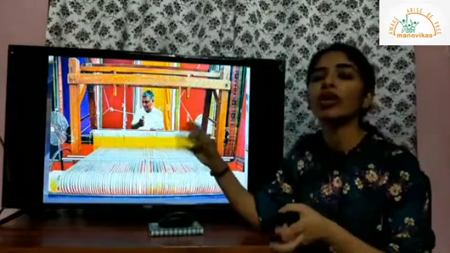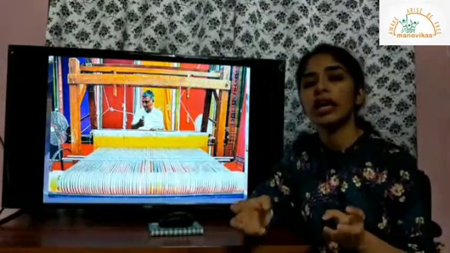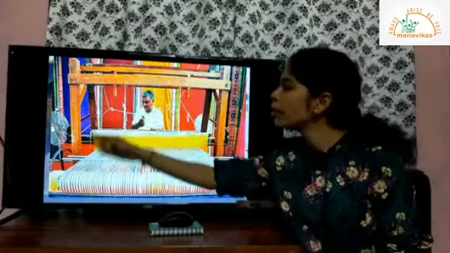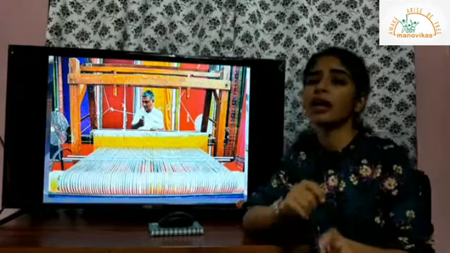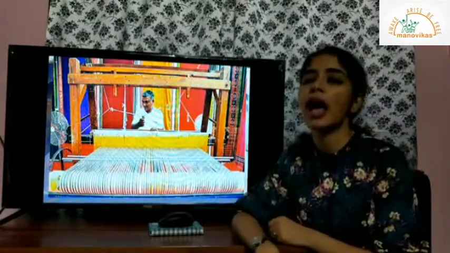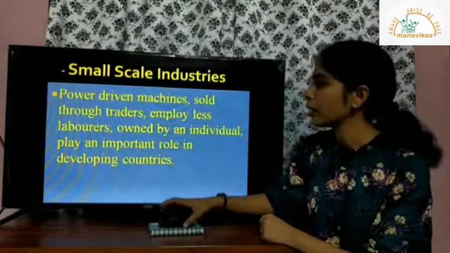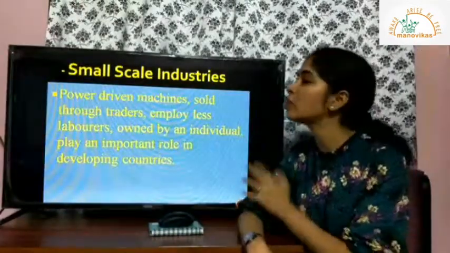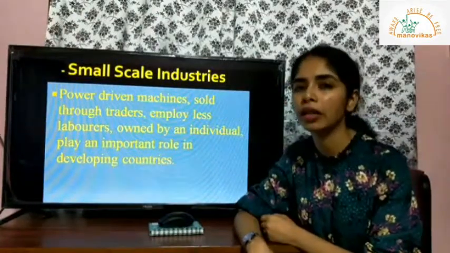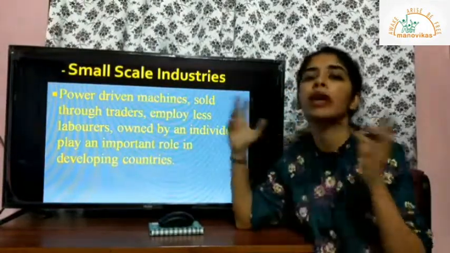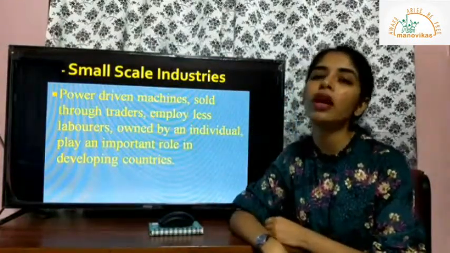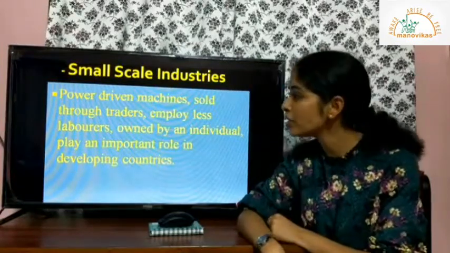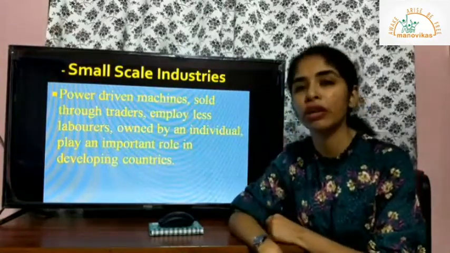Okay, then handloom. What is handloom? When cloth is made manually by using a very simple, less complicated machine, and everything is done by hand, that is known as handloom, and that is also a cottage industry. Then on basis of size, we also have small scale industries. So these are a little bigger than the cottage industries. Okay, they use power driven machines. So they use machines. Okay, and they are sold through traders.